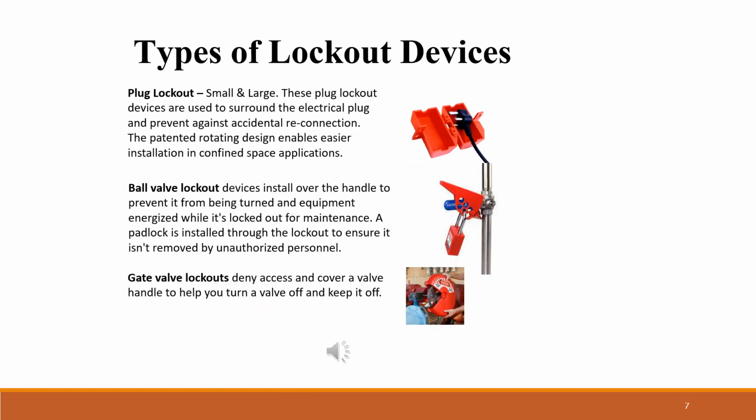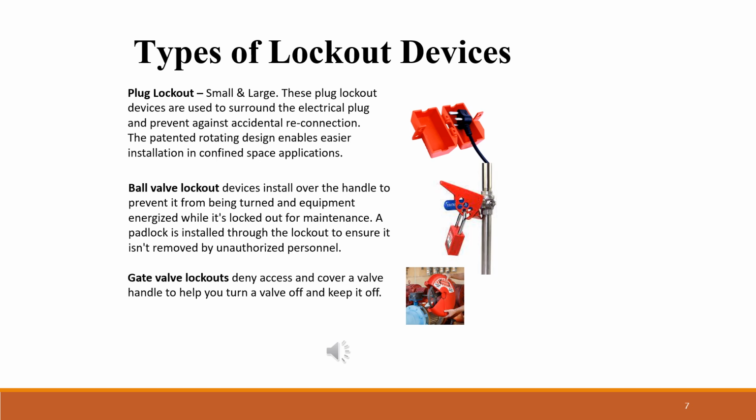In this part we will discuss some important lockout devices. Plug lockout, small and large. These plug lockout devices are used to surround the electrical plug and prevent accidental reconnection. The patented rotating design enables easier installation in confined space applications.